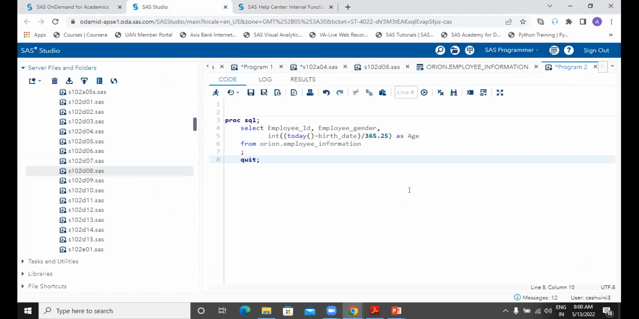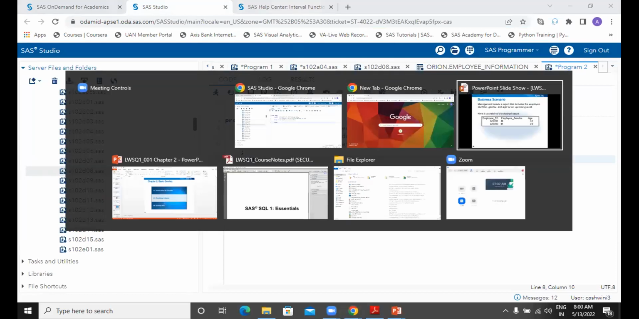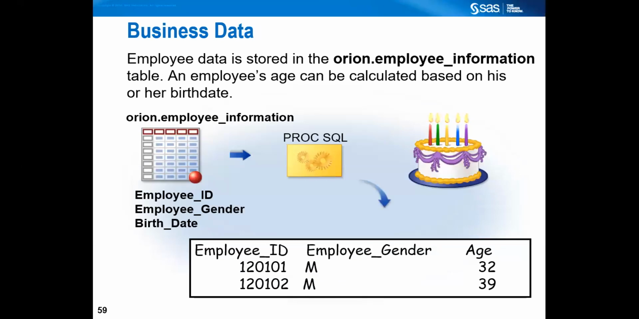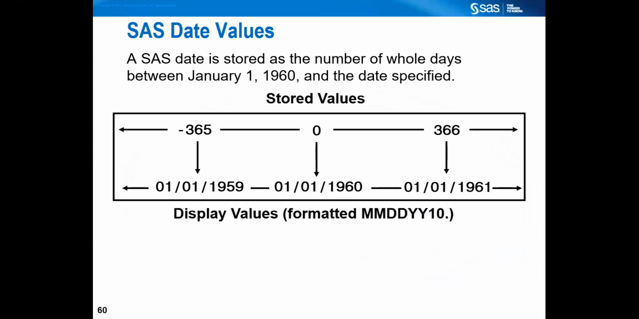All right, so let's move ahead with our current scenario and topic. We were here to calculate age, right? We have already done it in our demonstration. So it's telling you the same: employee data is stored in the employee information table, and an employee's age can be calculated based on his or her birth date. This is what we expected and we all know.